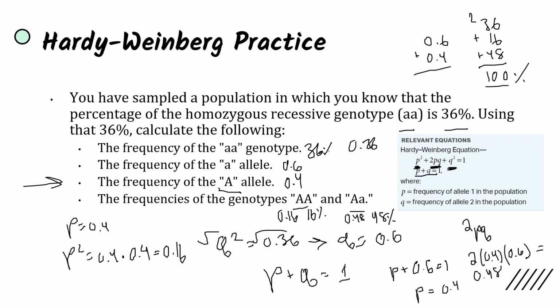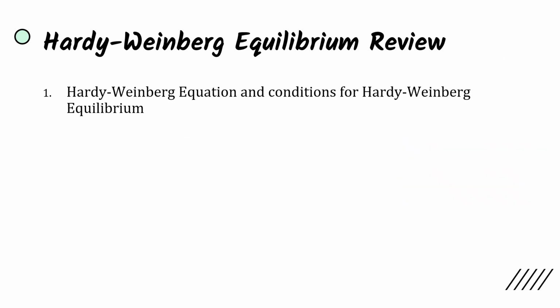0.6 plus 0.4 makes a total of 1. So the allele frequencies add up to 1. The genotype frequencies add up to 1. That means that we have successfully used the Hardy-Weinberg equation to calculate the frequencies of these genotypes and alleles in this non-evolving population. So, we need to know conditions for Hardy-Weinberg.